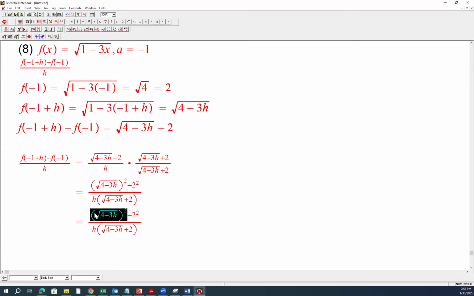This will be equal to 4 minus 3h. And 2 squared is 4. So 4 and 4 make 0. So our next step is that the 4's are gone. h and h will reduce.